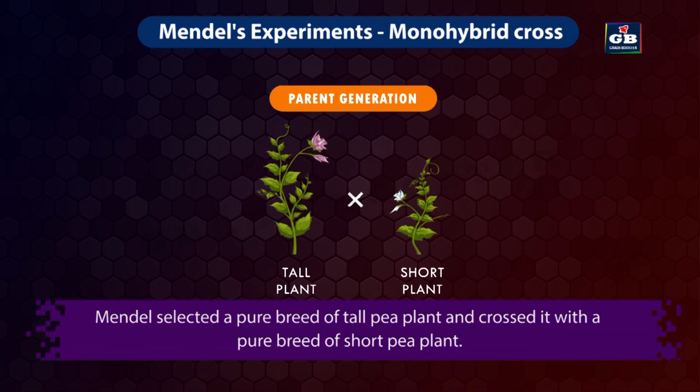Mendel selected a pure breed of tall pea plant and crossed it with a pure breed of short pea plant. Pure breed tall means both the alleles for the trait plant height are tall and tall. They are represented by capital T and capital T. Pure breed short means both the alleles for the trait plant height are short. Here they are represented by small t, small t.